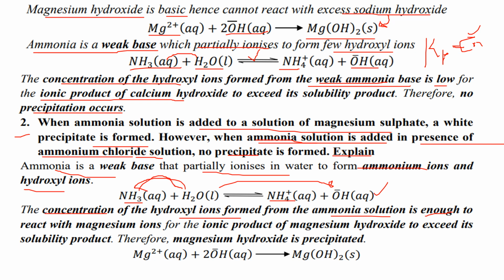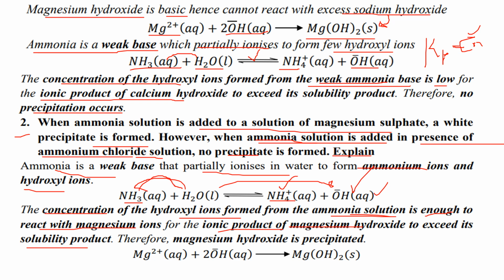We remember that for any ionic product, we have to multiply the concentration of ammonium ions with the hydroxide ions. So the concentration of hydroxide ions that are found from ammonia solution is enough to react with magnesium ions for the ionic product of magnesium hydroxide to exceed the solubility product. And once the ionic product exceeds the solubility product, that's when precipitation occurs. And the good thing with these questions, they will tell you that precipitation is occurring or precipitation is not occurring.